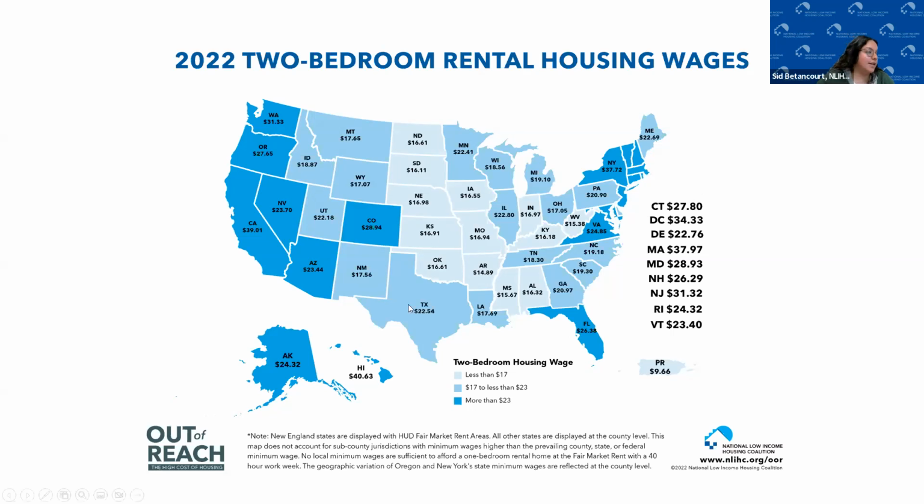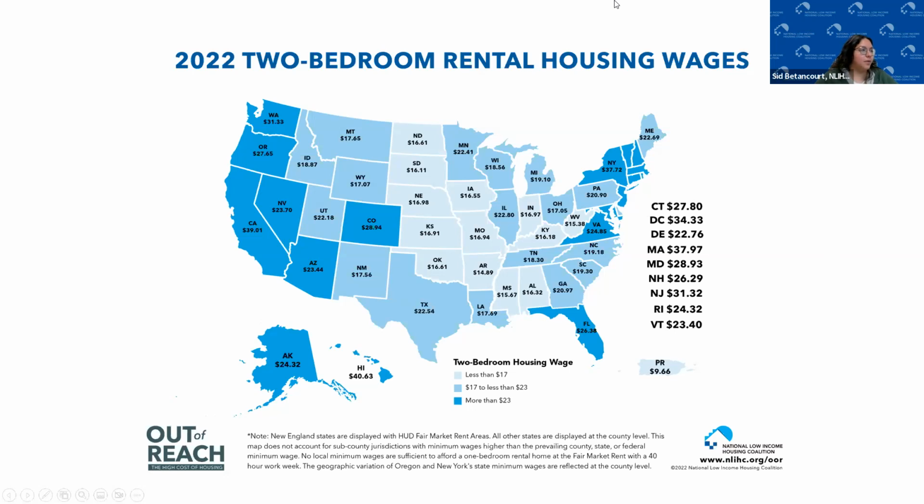And so I think in Texas, you can see here, and this is our most up-to-date number, by the way, you have to be making 22.54 an hour to afford a 2-bedroom rental home in Texas. And if that sounds a little bit outdated, that's because sometimes the formulas that HUD uses, or not the formulas per se, but the data itself can be a bit outdated, but that's what we have for now.